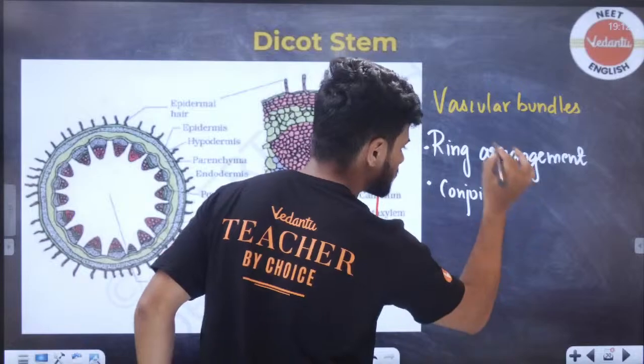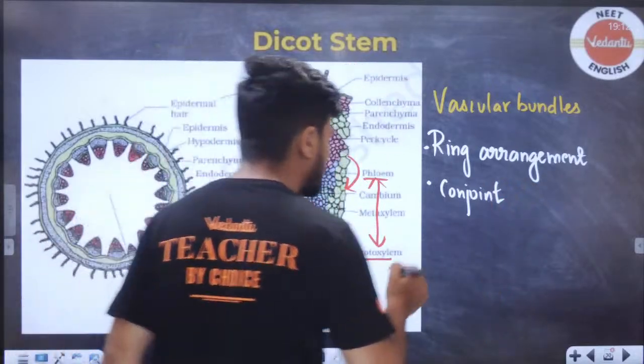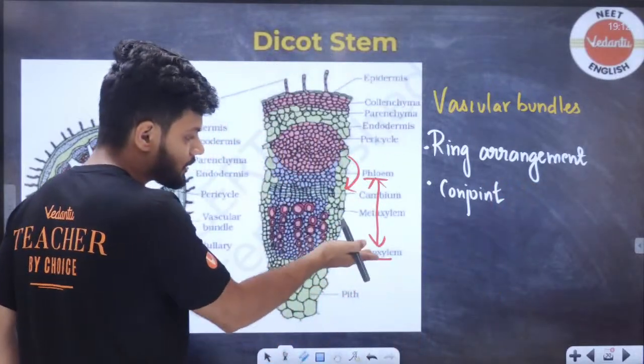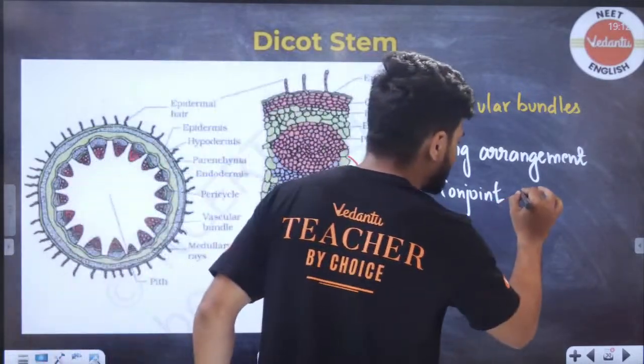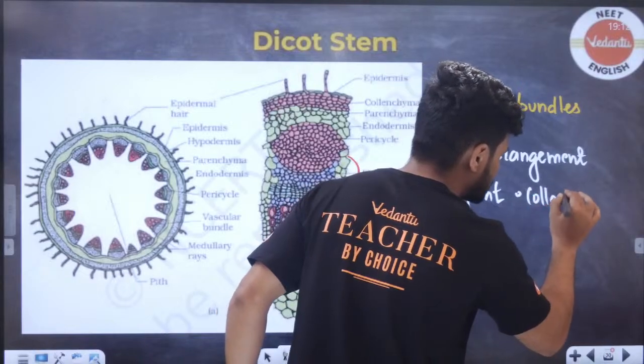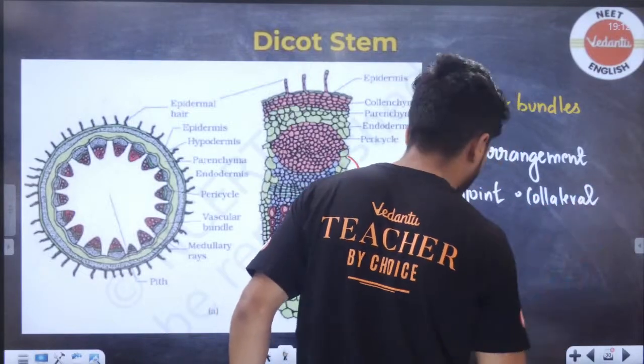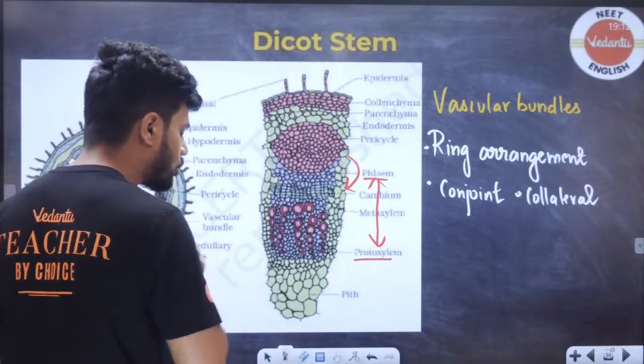Conjoint. Yes, they are present as conjoint. Now xylem is present towards the pith, phloem away from the pith. So can I call it collateral? I can call it a collateral arrangement.